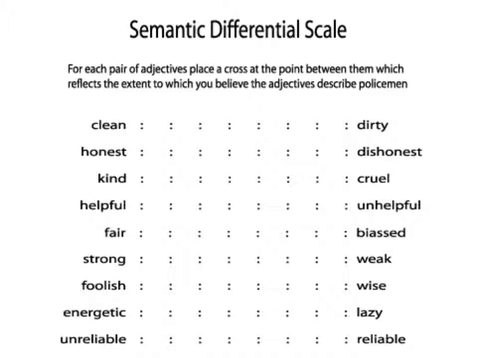A semantic differential scale is purposely creating a question that has polar opposites so that we can measure 2 things at once. So, for example, for each pair of adjectives, place a mark across the points to reflect the extent to which you believe these adjectives describe yourself, or in this case, a policeman. So if you thought people were clean, that means that they're not dirty. You really can't be both at the same time. And this is, again, that idea of a mutually exclusive scale. But it's also giving us 2 pieces of information with 1 question. We're getting both a representation of how dirty you think the person is and a representation of how clean the person is.